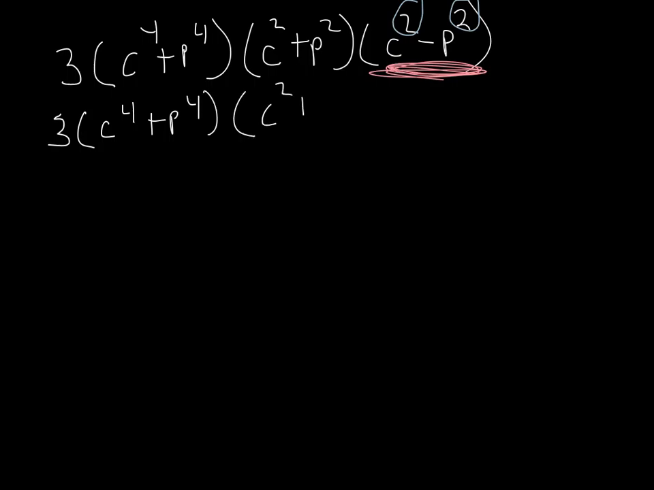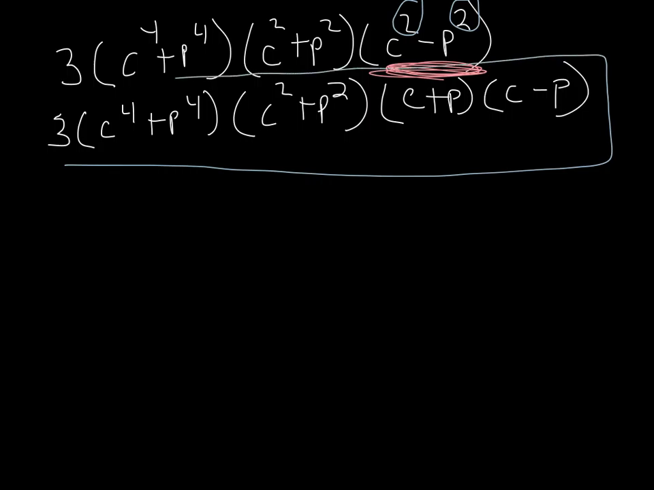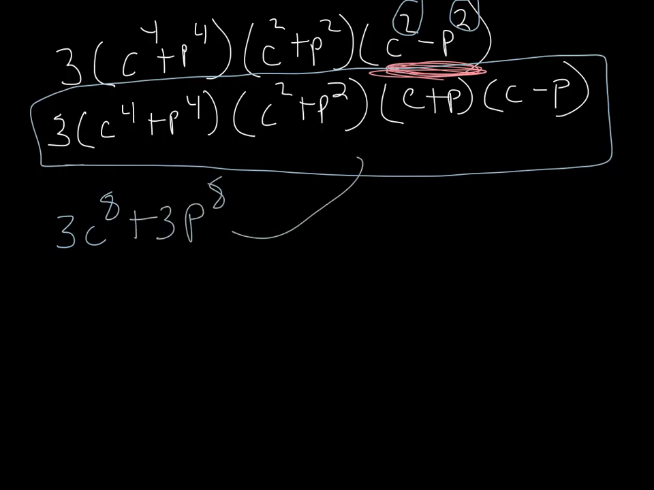this is basically what you're going to end up with. C plus p. Okay, so a very long answer here, but that is what 3c to the 8th plus 3p to the 8th would factor into. It's very long, but you're continually just using that formula to break it down as much as you can. So I hope this helps. Let's try another one.